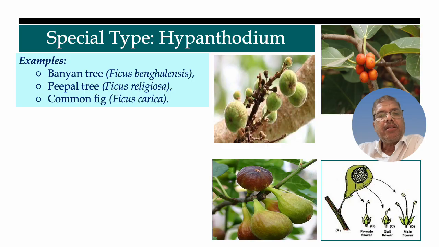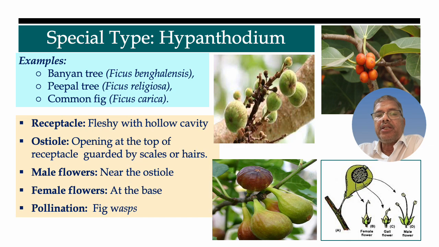A hypanthodium is a specialized inflorescence, or flower cluster, characterized by a fleshy hollow receptacle that forms a cavity with a narrow opening called the ostiole. Inside the cavity, the flowers are arranged in a specific manner. The male flowers are typically near the ostiole, while the female flowers are located towards the base. The ostiole allows for the entry of specific pollinators like wasps that facilitate pollination. This structure is primarily found in the genus Ficus.